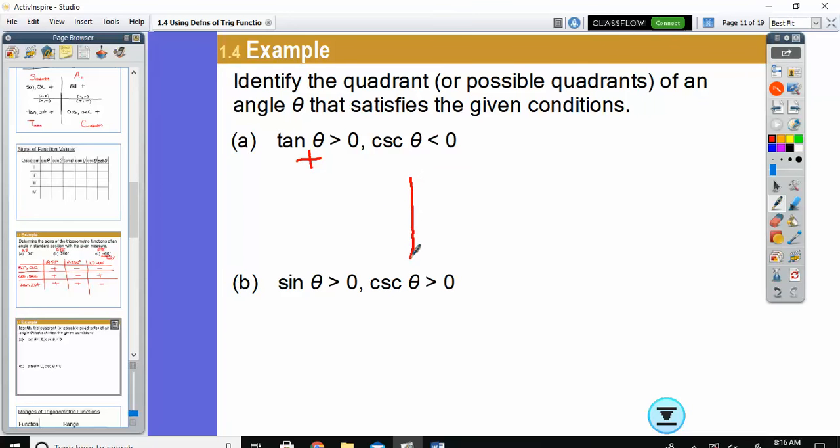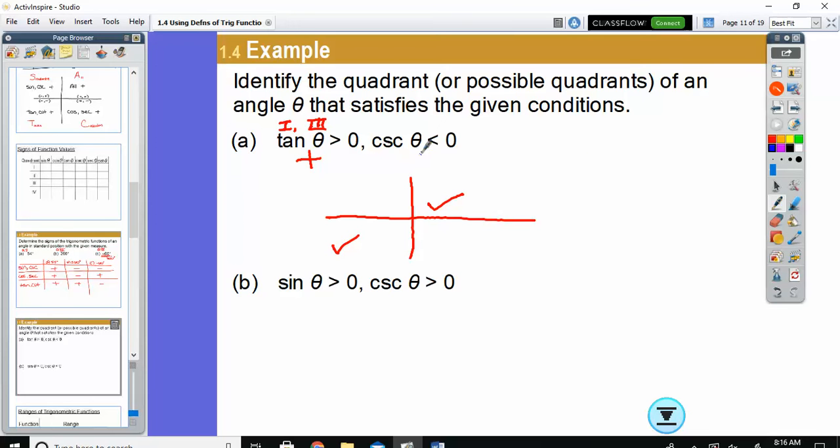Alright, so let's think about this. Every trig function is positive in 2 quadrants and negative in 2 quadrants. Where is tangent positive? Quadrant 3, all students take, and also in quadrant 1, because in quadrant 1 they're all positive. So I know right now, because of this, we could either be in quadrant 1 or quadrant 3.